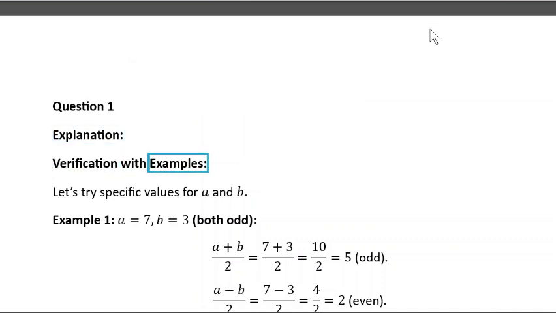Verification with examples. Let's try specific values for a and b. Example 1. a equals 7, b equals 3, both odd. Numerator.